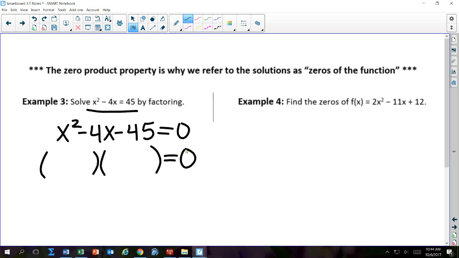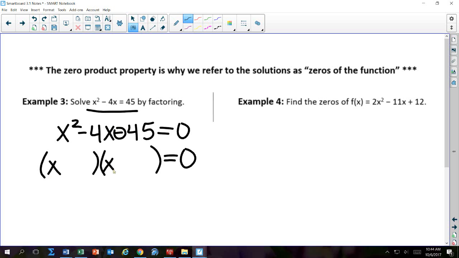Look at your sign. I put a negative sign in front of 45. So are the signs in my parentheses going to be the same or opposite? If last times last is a negative number, how do I get a negative number? Opposite signs, right? A plus and a minus. Okay, so let's keep that in mind. x times x is x squared.